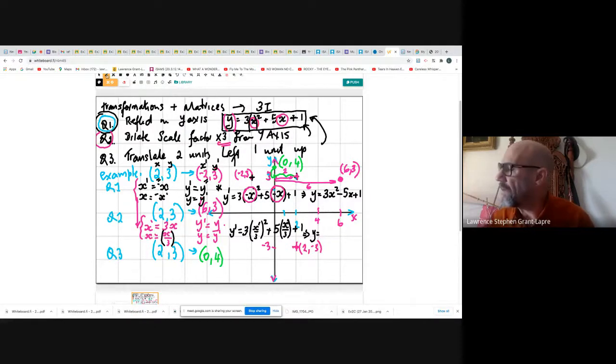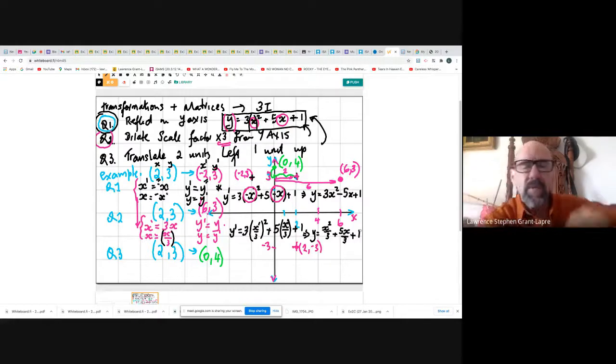Is that correct? Will that be right? X squared over 9 times 3 will be x squared over 3. Yeah? And 5x over 3 stays as 5x over 3 plus 1. And there is the equation. There's your answer for number 2.